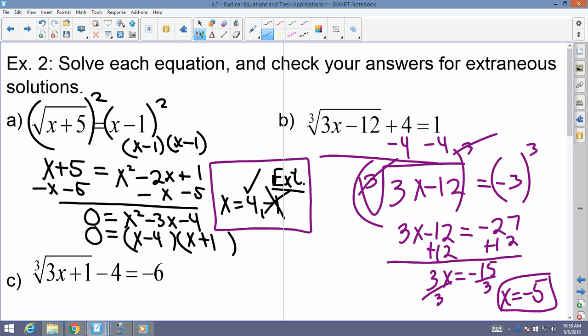-5 times 3 is -15. -15 minus 12 is -27. The cube root of -27 is -3. -3 plus 4 is 1. Works. Does that make sense?